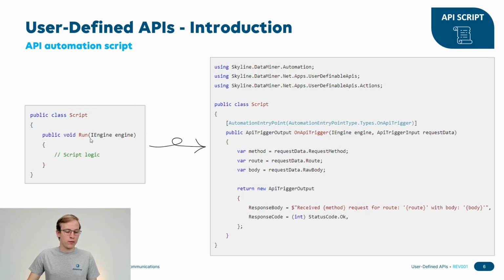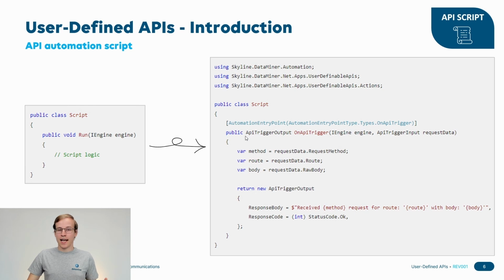Our normal automation script only has an IEngine input, but here we have that and also an API trigger input with the name requestData in our case. And that will contain all the information that you need to know: what API has been triggered, what token was used, the body of the API trigger, and so on.